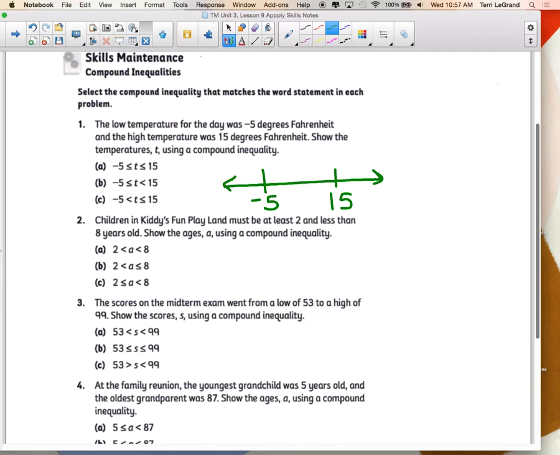Was it ever -5? The low temperature of the day was -5 degrees Fahrenheit. So it was 5 below, wasn't it? Okay, so we put a shaded circle there. The high temperature for the day, was it ever 15 degrees? Yes, at one point it was 15 degrees. That was the highest it went though. And where would all the other temperatures be?